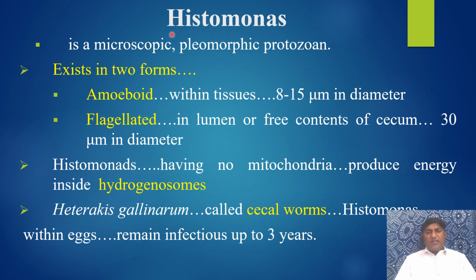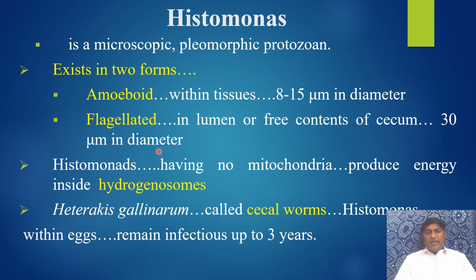So Histomonas is a microscopic pleomorphic protozoan, and it exists in two forms. The first one is the amoeboid form, and the other is the flagellated form. The amoeboid form is present within the tissues and is 8 to 15 micrometers in diameter, while the flagellated form is present in the lumen or free contents of the cecum and is 30 micrometers in diameter.